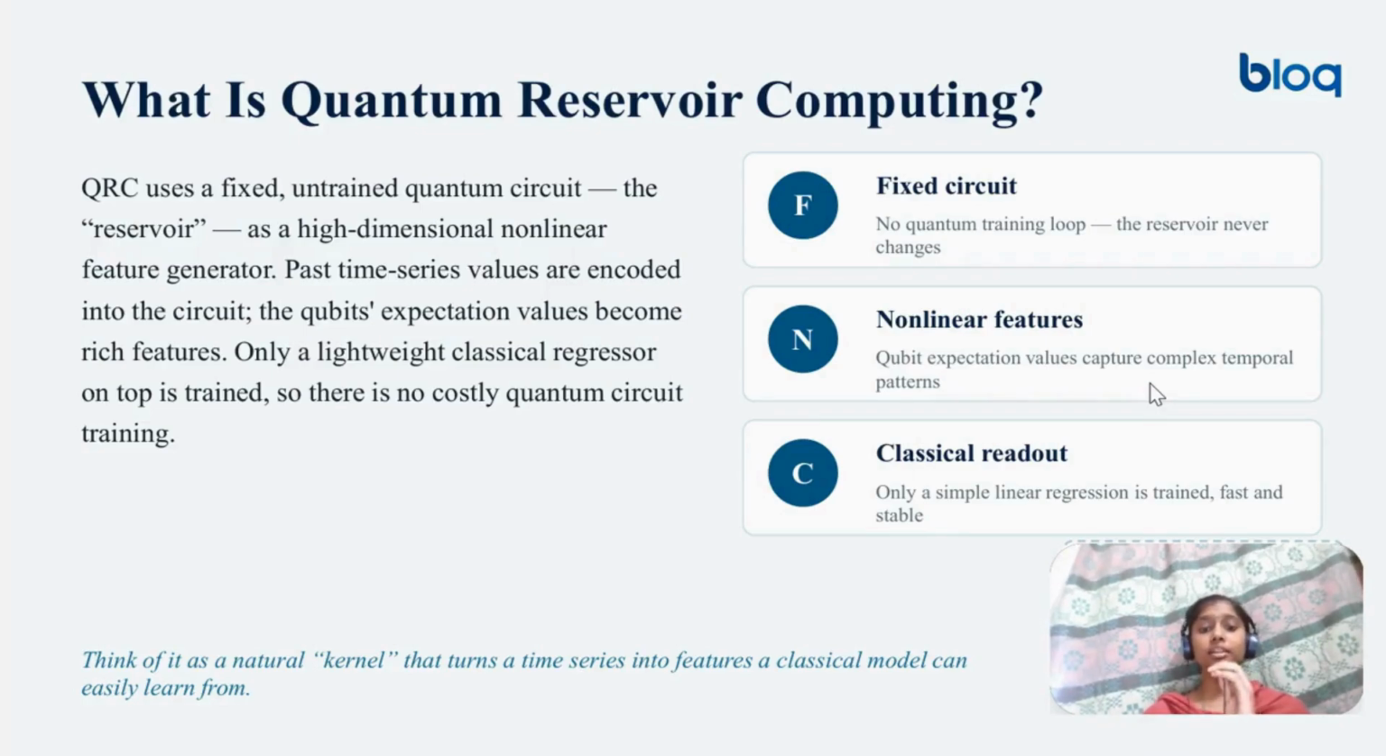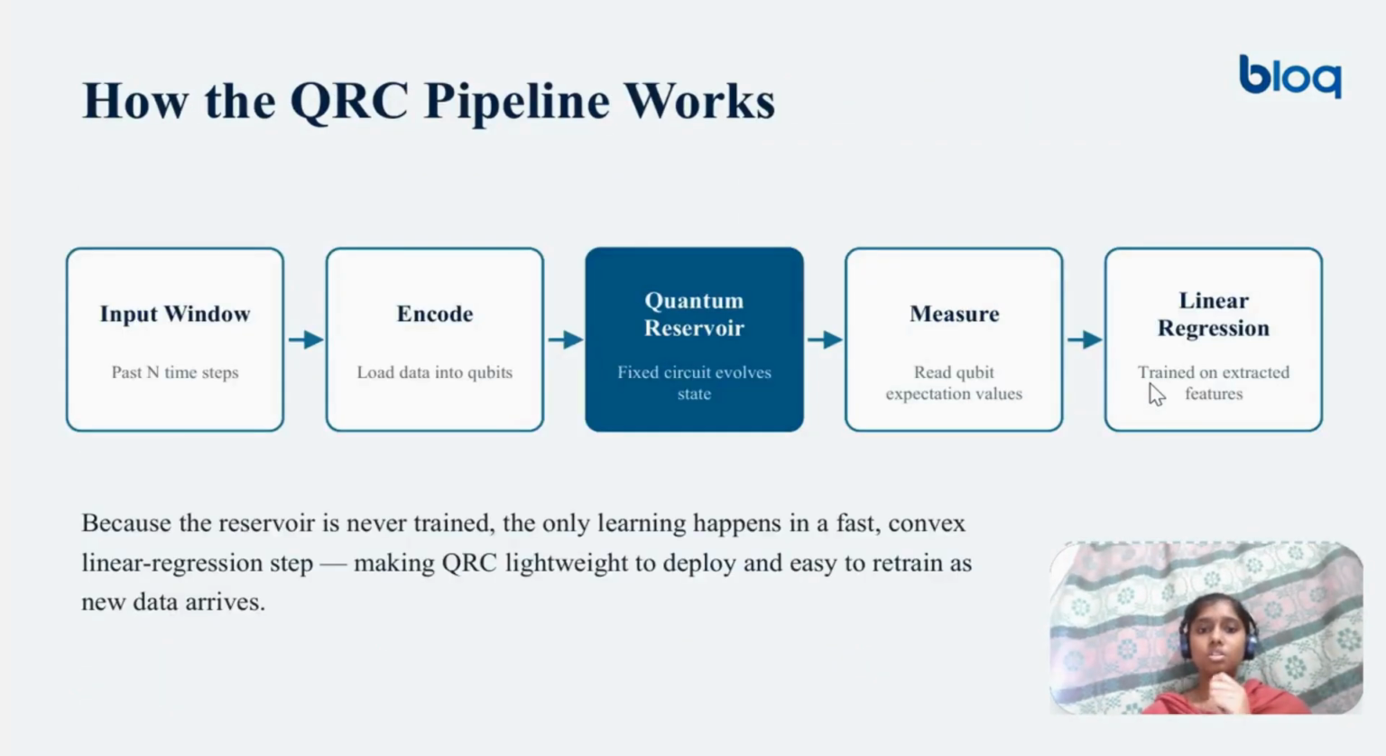QRC takes a completely different approach. Instead of training the quantum circuit itself, the quantum circuit stays fixed, and we call this fixed circuit the quantum reservoir. And here's the idea: you take a small window of historical data and encode it into the quantum circuit. As the qubits evolve, they naturally create a rich high-dimensional representation of that data. We then measure the qubits, and those measurement results become features for a classical machine learning model.